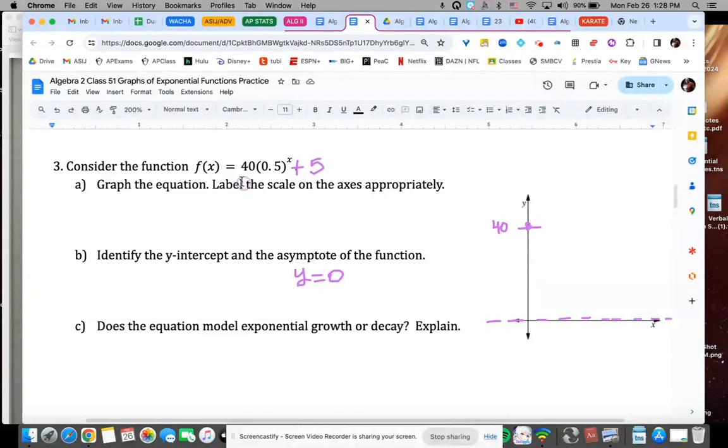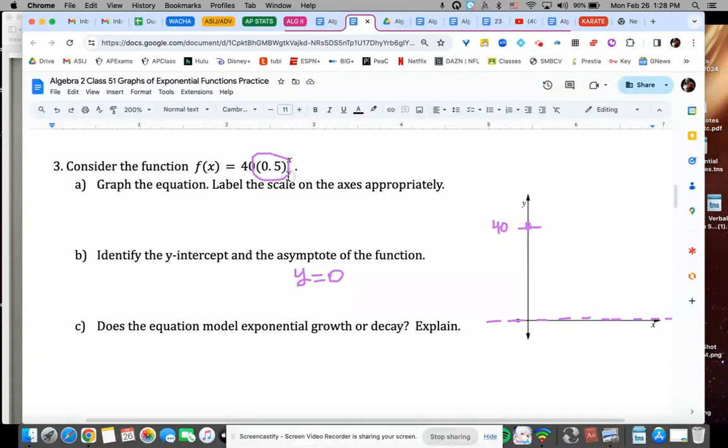It's kind of a combination of this and this together. I hope that makes sense. If I put a 0 in for x, that's going to be 40, and then plus 5 gives you 45. So it's a combination of this number and that number to give me my starting amount. But in this case, it's a 0, so it's just 40 is my starting amount.